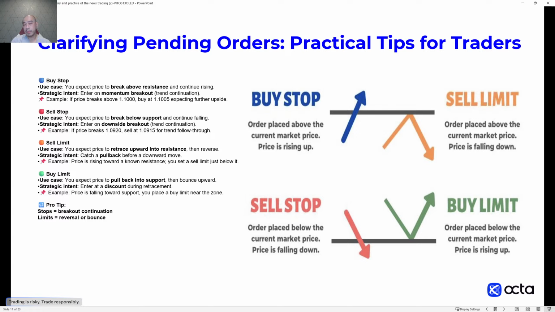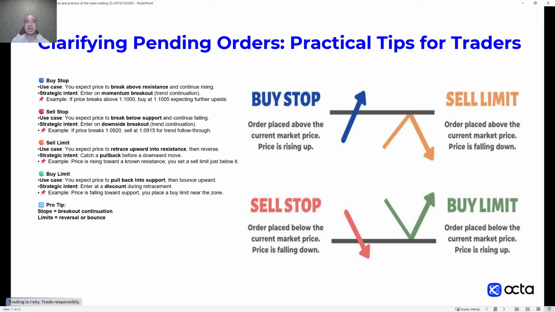Sell stop is the opposite. If you expect price to break below support and then continue in the downtrend, then that's when we use the sell stop. So think about it. Buy stop is for the uptrend to continue. Sell stop is if you expect the downtrend to continue. That's when you use the sell stop. So it's the opposite of that.